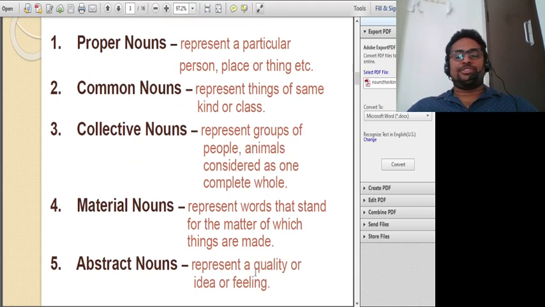Abstract noun represents a quality or idea or feeling.